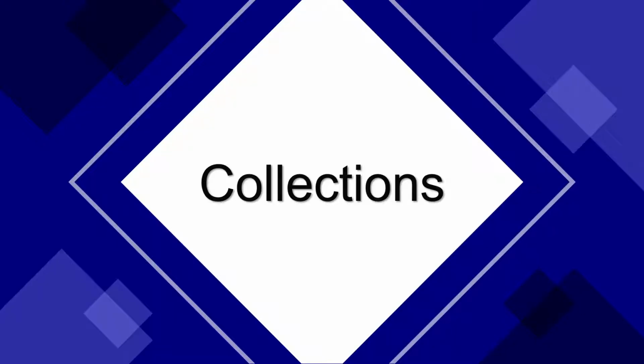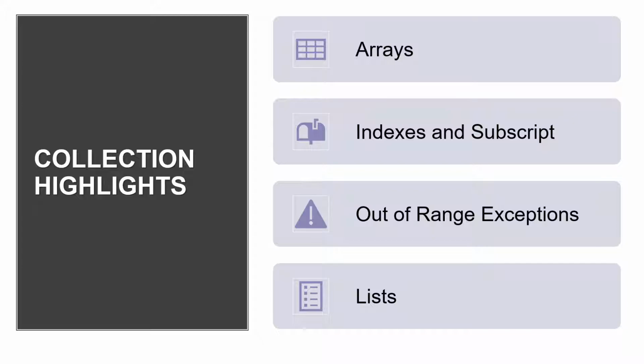Today in this video, we're going to discuss collections and how they are used in C#. The four main areas that we're going to cover are arrays, indexes and subscript, out-of-range exceptions, and lists. While there are different types of collections other than arrays and lists, we're just going to focus on those two today.